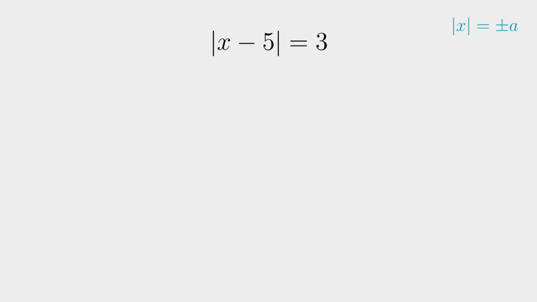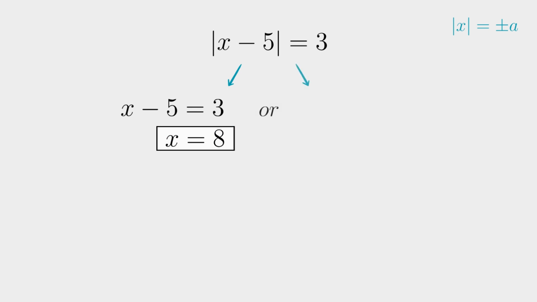First example, the absolute value of x minus 5 equal to 3. Typically with absolute values, you will get two answers. In the first case, we are going to put x minus 5 equal to positive 3. Add 5 to both sides, and then you have your first answer. X is equal to 8. The second case, we are going to put x minus 5 equal to negative 3. Add 5 to both sides, and there you have your second answer. X is equal to 2.